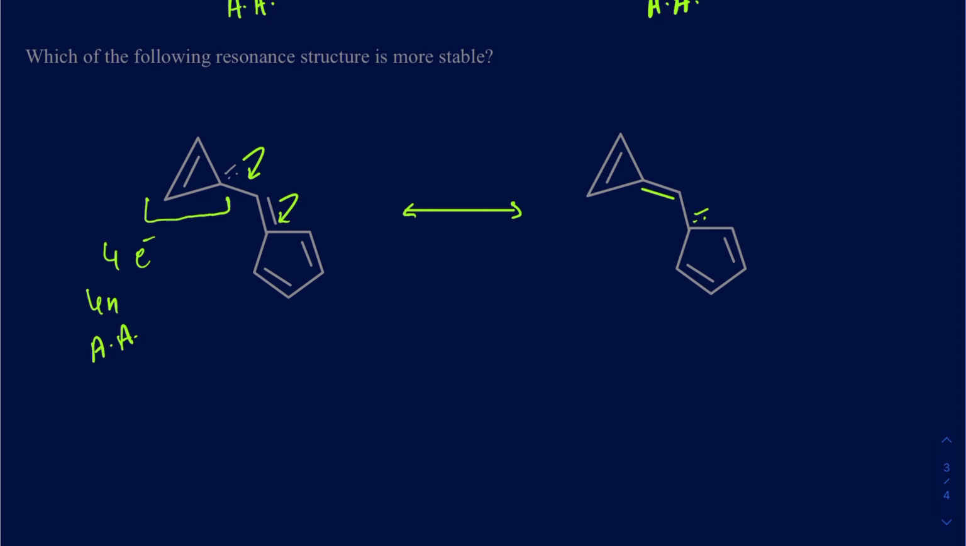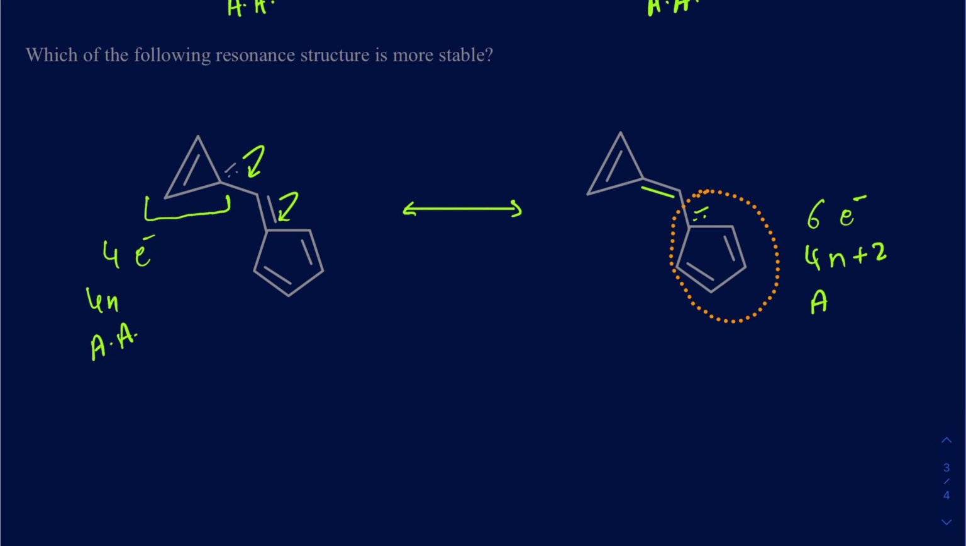All right. But when I look at this right resonance structure, where the lone pair is now in this five-membered ring, and I count the number of electrons that could be resonated into this particular ring, that would be 6. And since I have 6 electrons, it's going to follow the 4n plus 2 rule, and that's going to be aromatic. So that means one of the resonance structures creates an aromatic ring, which means it's actually going to be more stable.